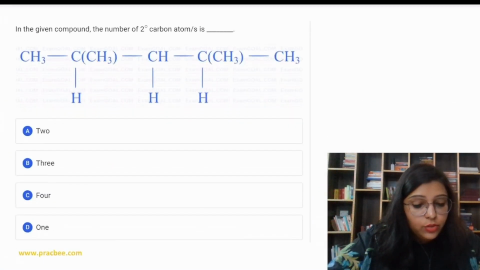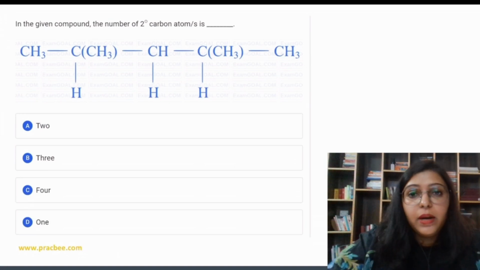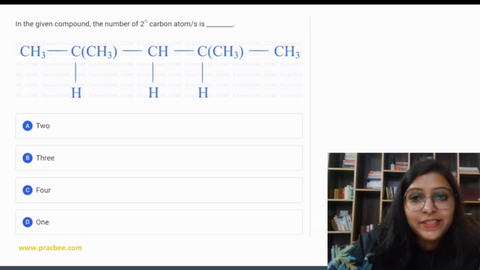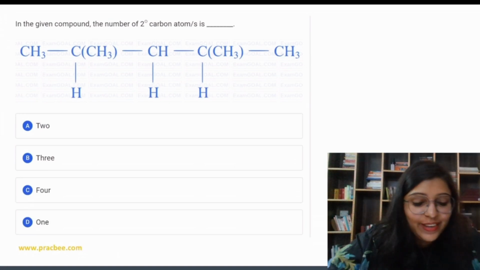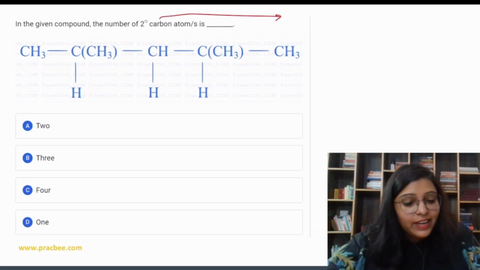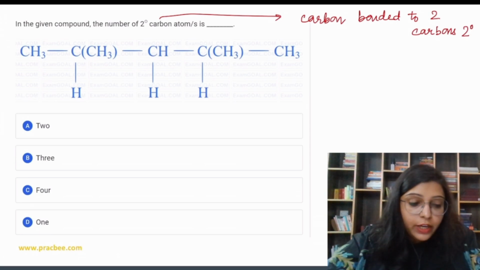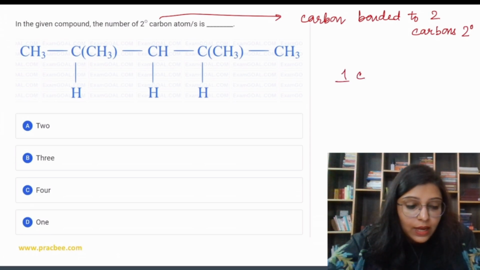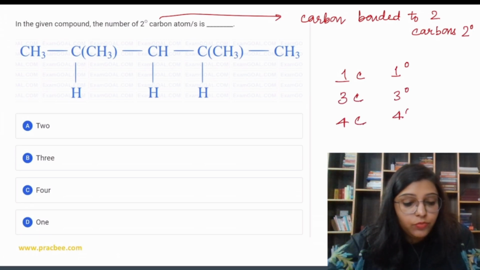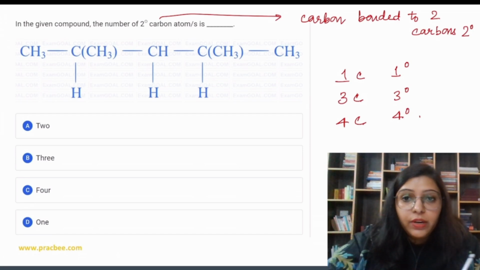Okay. Now let's do the next question. In the given compound, the number of 2-degree carbon atoms is? It's just simple. What are 2-degree carbons? Carbon bonded to two carbons is 2-degree. If carbon is bonded to one carbon, then that is 1-degree. If carbon is bonded to 3 carbons, then 3-degree. And if carbon is bonded to 4 carbons, that is 4-degree. So you have to find out 2-degree carbon.